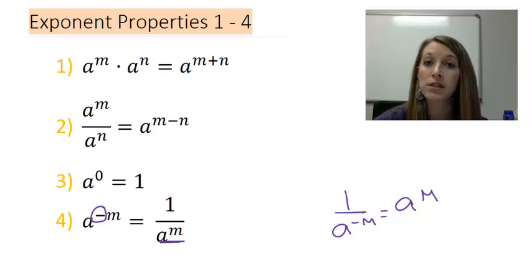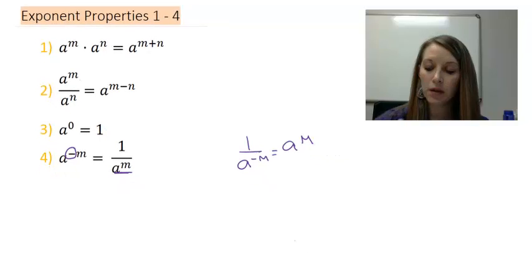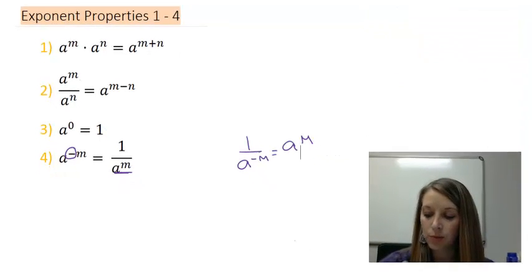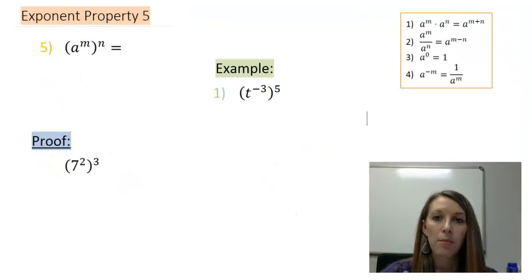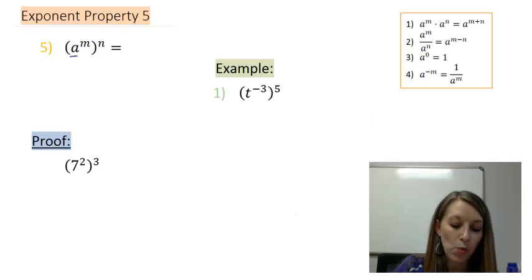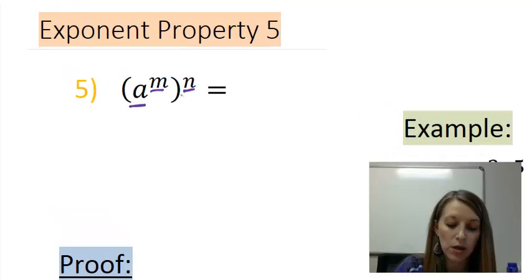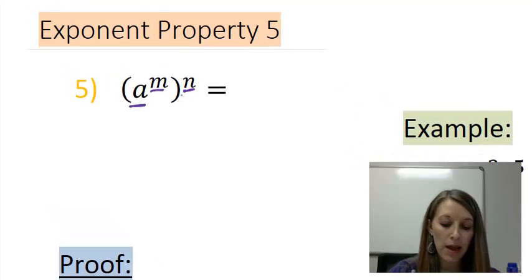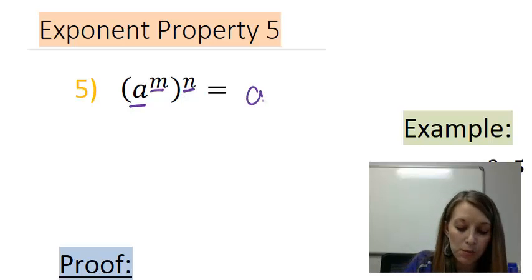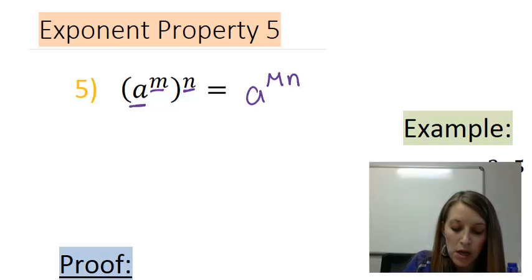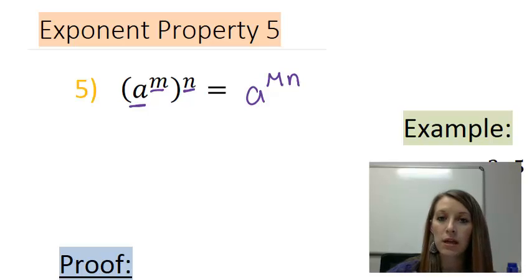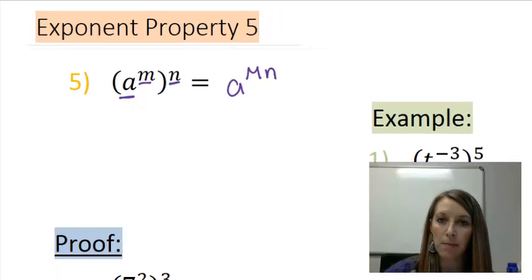Whenever they move floors, that gives them a happy attitude, or no more negative exponents. So let's move on to property number 5. Property number 5 only has one base, but it has an exponent, and then we're taking that to another exponent. Whenever we have an exponent to an exponent, what we do is we multiply those exponents. So this becomes a to the m times n, or in short form, a to the mn.